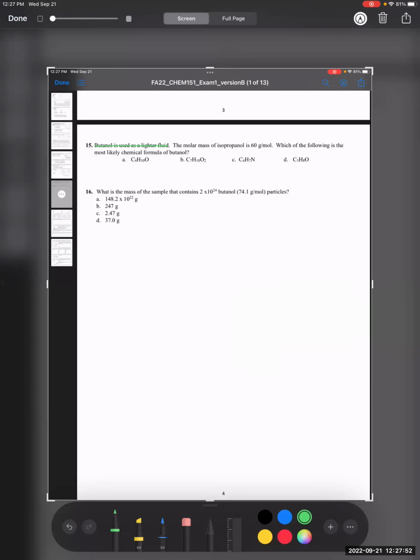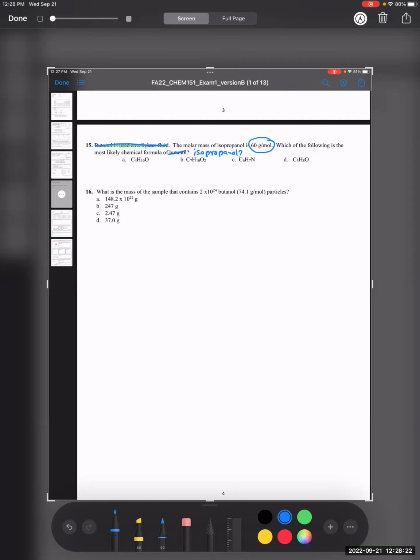Okay, this doesn't matter. So we change this to isopropanol. So it's not butanol anymore. This should be isopropanol. Anyway, it should not matter with what the question is asking. Let's see. The molar mass of isopropanol is given 60 grams per mole. That's the information given to us. Which of the following is most likely the chemical formula of isopropanol?